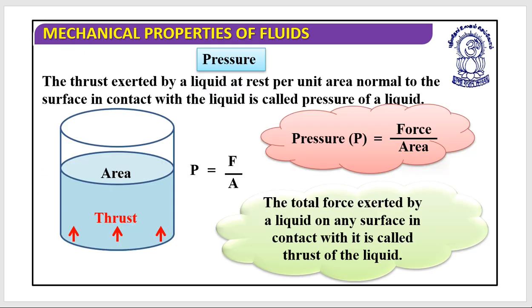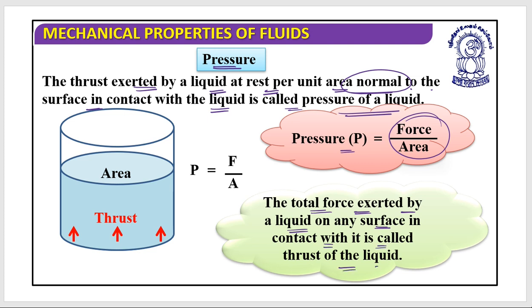Now let's discuss what pressure is. We can say pressure is the thrust exerted by a liquid at rest per unit area, normal to the surface in contact with the liquid. This pressure P is force by area, where the force is the total force exerted by the liquid on any surface in contact with it. This pressure is given as force by area.